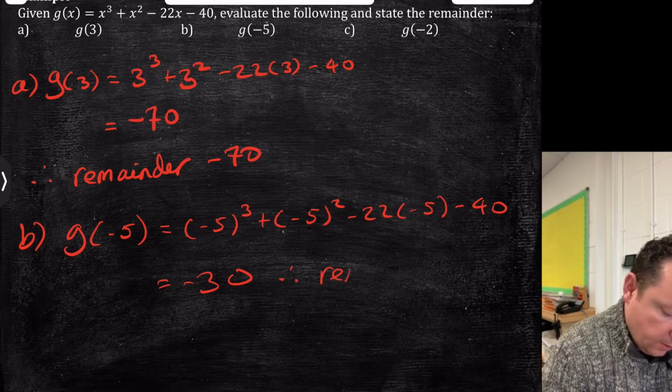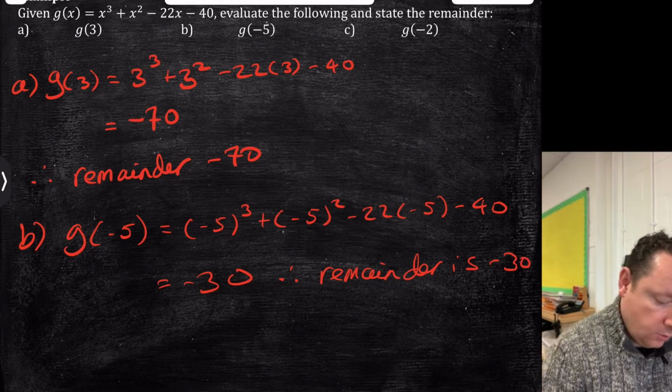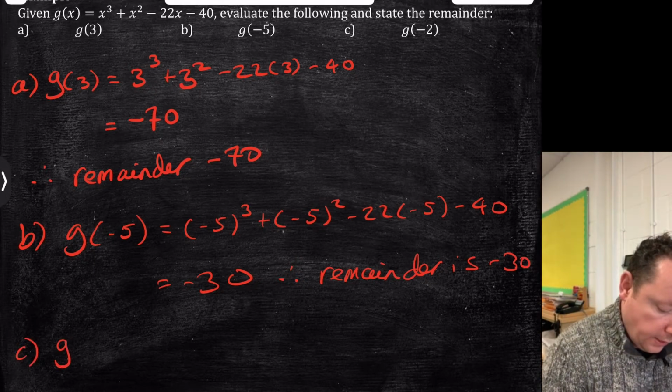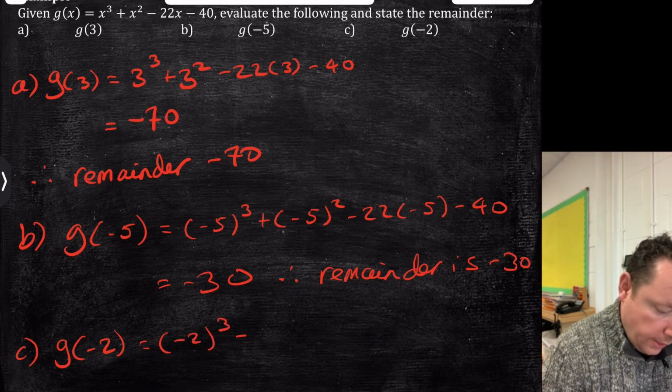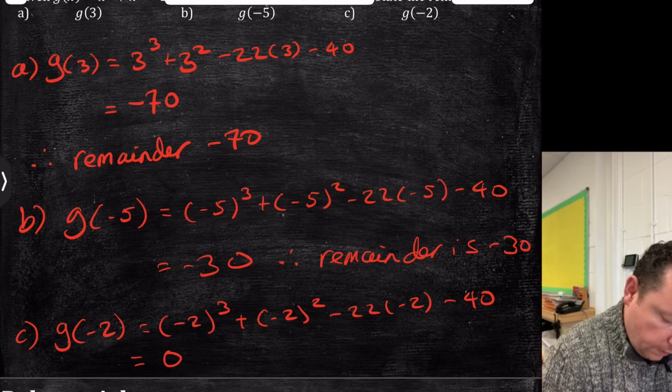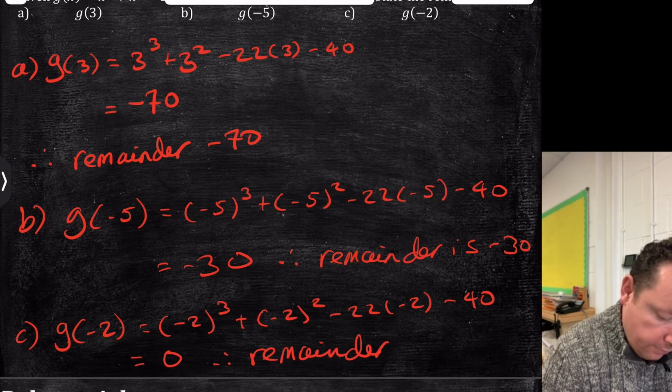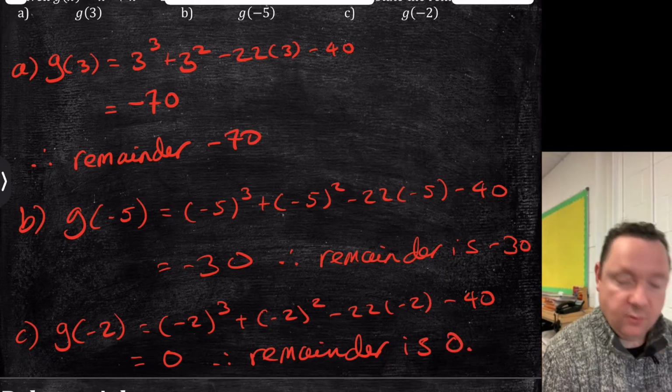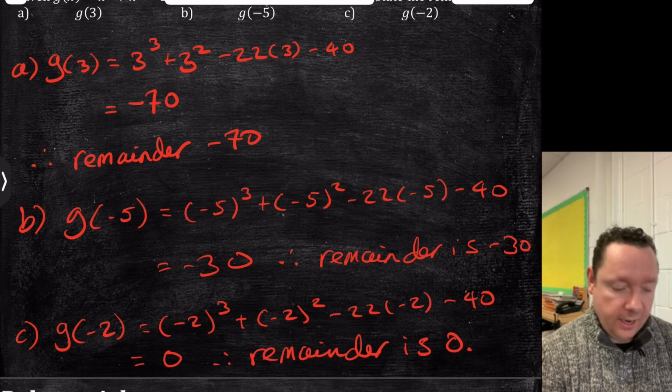Therefore, the remainder is minus 30. And you can do the same thing for the rest. So for question C, g of minus 2, that's minus 2 cubed, plus minus 2 squared, minus 22 times minus 2, minus 40. So we've got 0, and therefore the remainder is 0. If the remainder is 0, that means we've basically found a factor. That's what we're going to go to next.